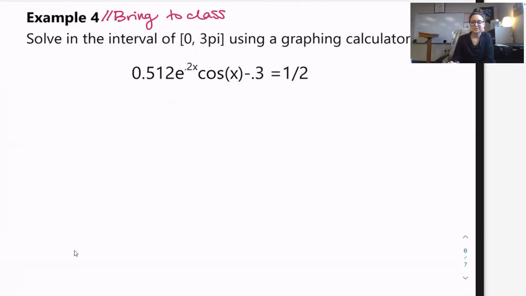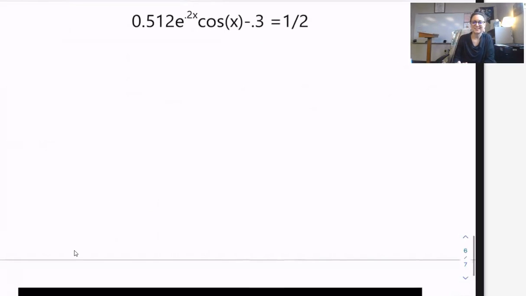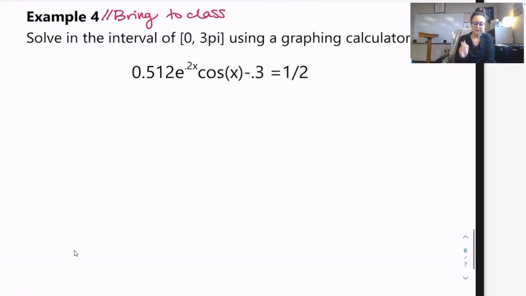All right, I'm going to leave you with example 4. I'm going to talk you through a bit of it, and I'd like for you to bring this to class. I'm first going to force a pause on your screen. Go ahead and copy that equation for me. Okay, so a couple things to note. This interval is really important, so we only want solutions between 0 and 3 pi. Those are x's. Now, this is solving using a graphing calculator, okay?